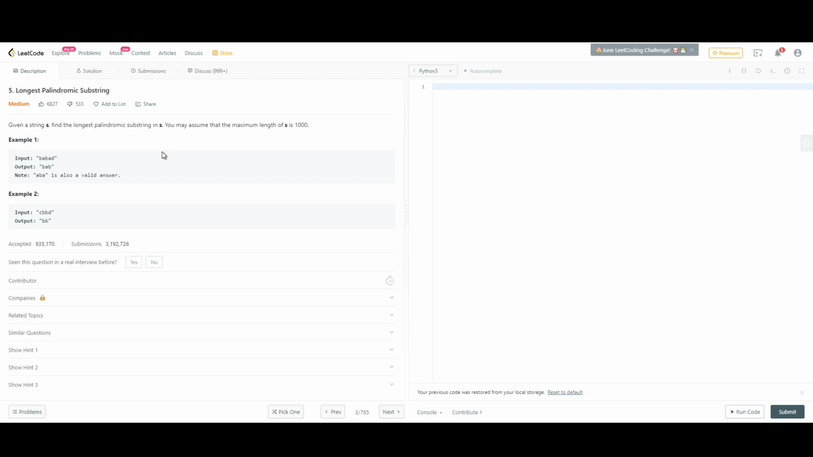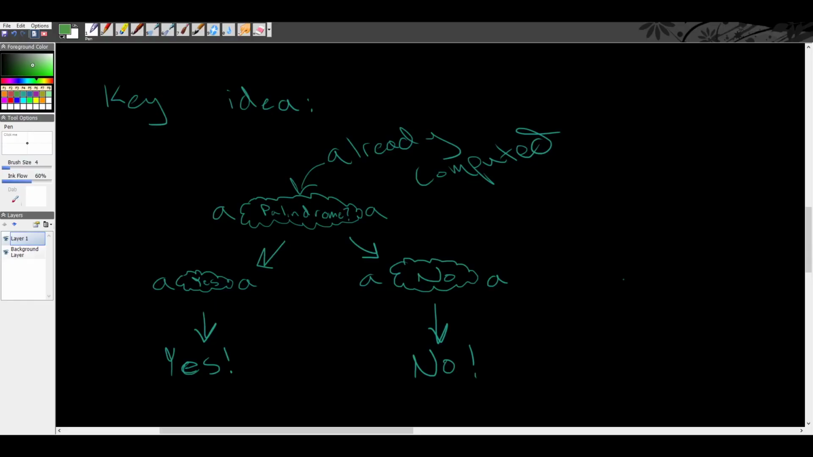And a substring could be the entire string. That's a substring of itself. So let's just get started right away. What's the key idea here? The key idea is the main idea behind a lot of dynamic programming problems, and the dynamic programming paradigm is using what we've already computed to immediately compute the next step.